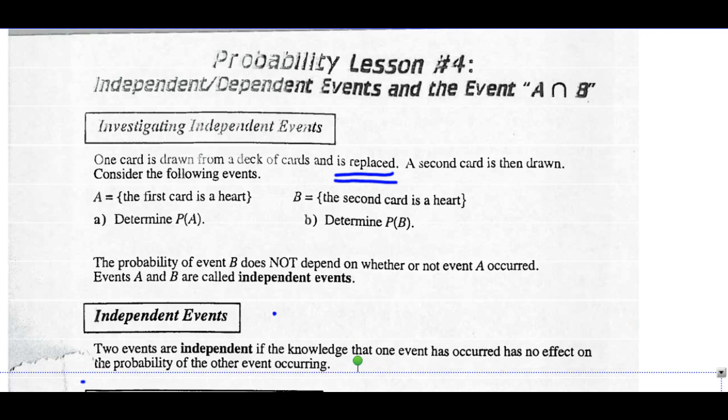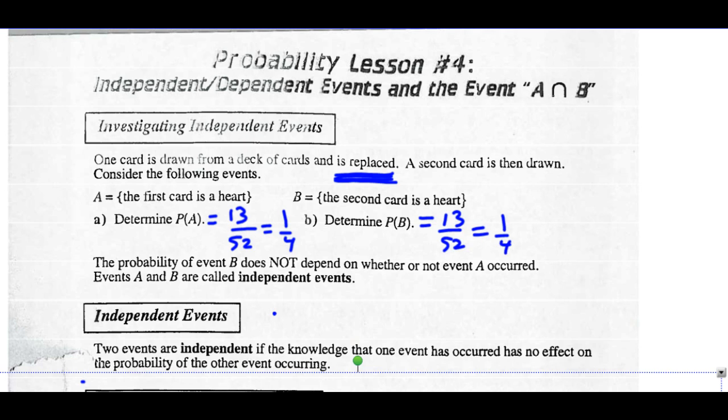Consider the following events. A, the first card is a heart. B, the second card is a heart. Determine the probability of A. Well, there are 13 hearts in the deck out of 52, which is 1/4. We replace the card and then draw a second card, which is also a heart. So the probability of B is also 13 out of 52, or 1/4.